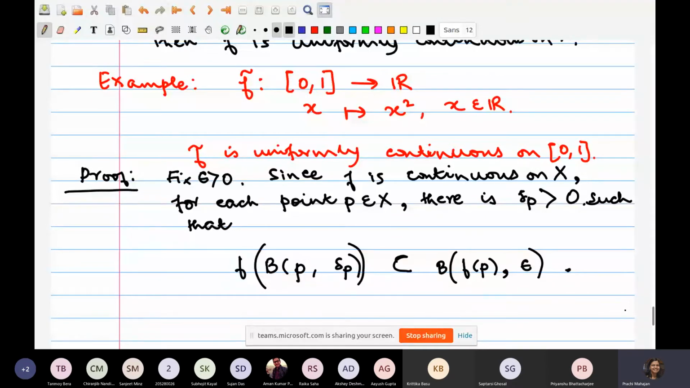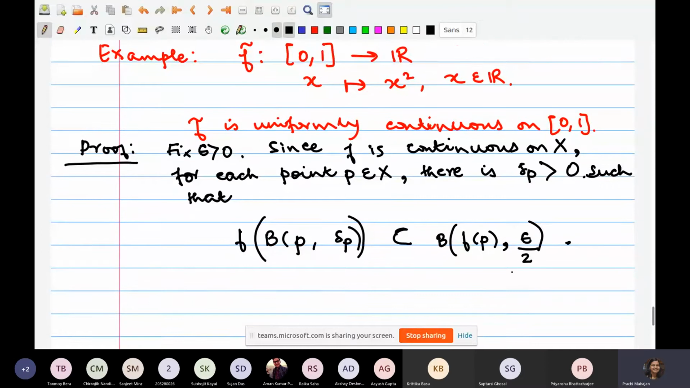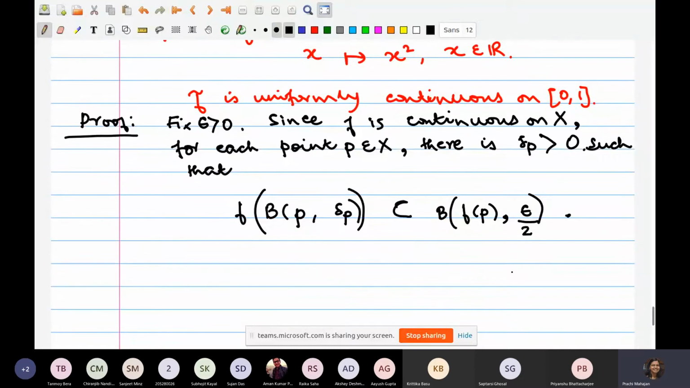Okay, let me be careful and let me just switch to epsilon by 2. Maybe that is better. Doesn't matter. So instead of epsilon, I'm working with epsilon by 2. Nothing changes, right? Continuity says for every positive epsilon, there would be a delta. In particular for epsilon by 2 also, this happens, right?